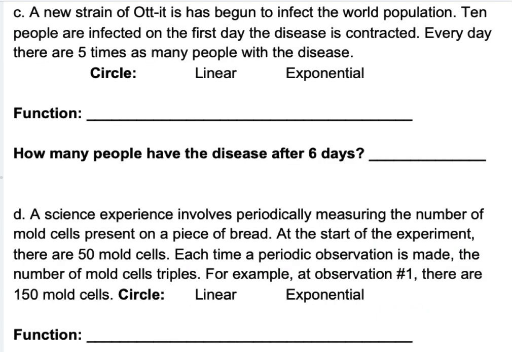All right, next one. A new strain of, I think it was supposed to be, otitis has begun to infect the world population. 10 people are infected on the first day the disease is contracted. Every day there are 5 times as many people with the disease. So our function is going to be y is equal to the starting amount 10 times 5 to the x power. Because every day it's going to be times 5, and then another times 5, and another. So it's going to grow bigger and bigger and bigger. So that makes it an exponential function.